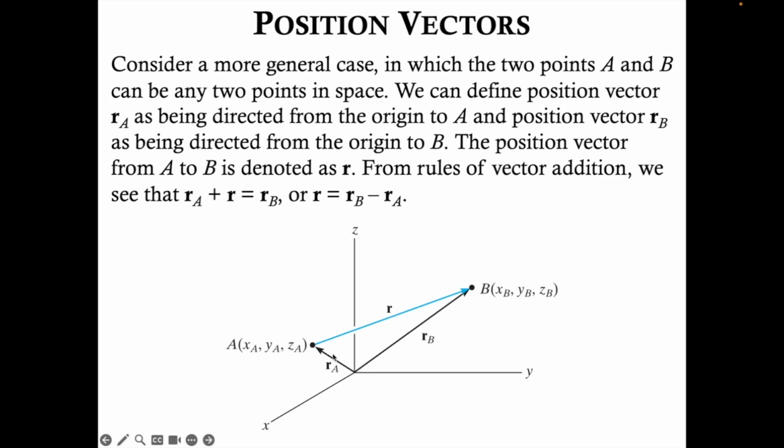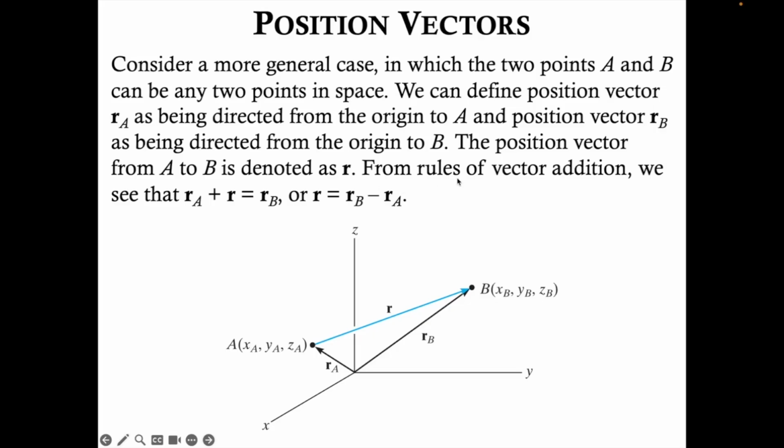Okay, r sub A, as we just mentioned, is directed from the origin to point A. There's that vector. r sub B is the position vector that's directed from the origin to point B. Here is that vector. And then in blue, we have a position vector that goes from A to B. And let's say point A has these coordinates, x sub A, y sub A, z sub A, and point B has these coordinates, x sub B, y sub B, z sub B.